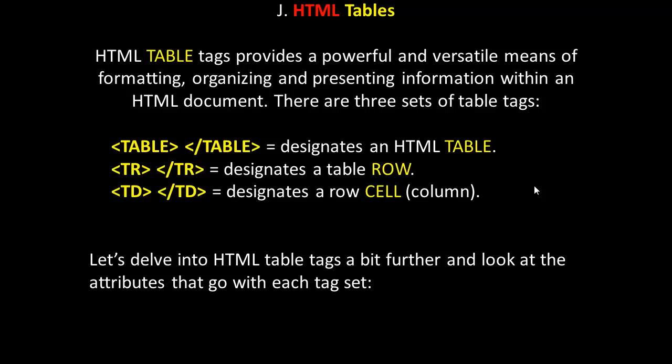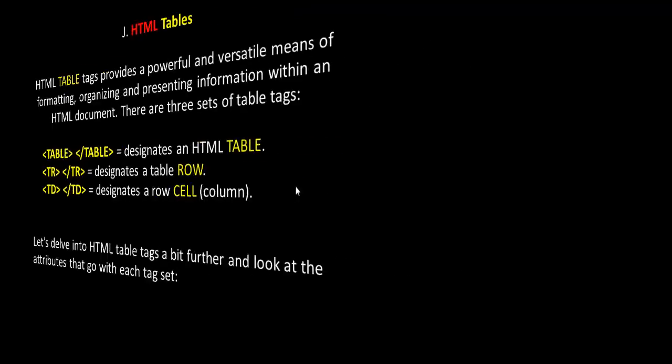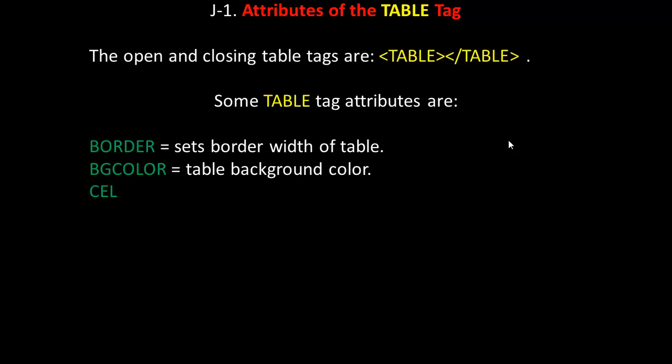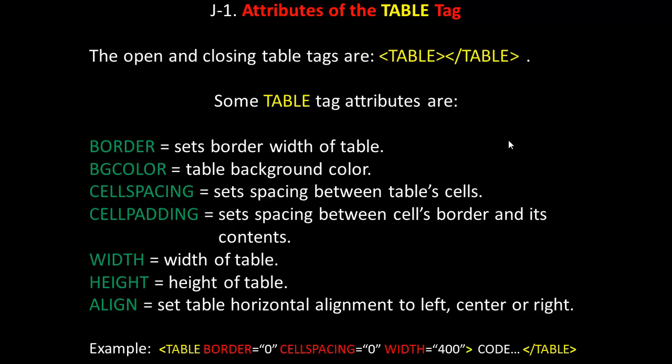Let's delve into HTML table tags a bit further and look at the attributes that go with each tag set. First, we'll look at attributes of the table tag. The open and closing table tags are simply table and /table. Some table tag attributes are border, which sets the border width of the table, bgcolor, which sets the table's background color, cellspacing, which sets the spacing between the table cells, cellpadding, which sets spacing between the cell's border and its contents, width and height, and then align to set the table's horizontal alignment to left, center, or right. Here's an example of a table tag being used with some attributes.